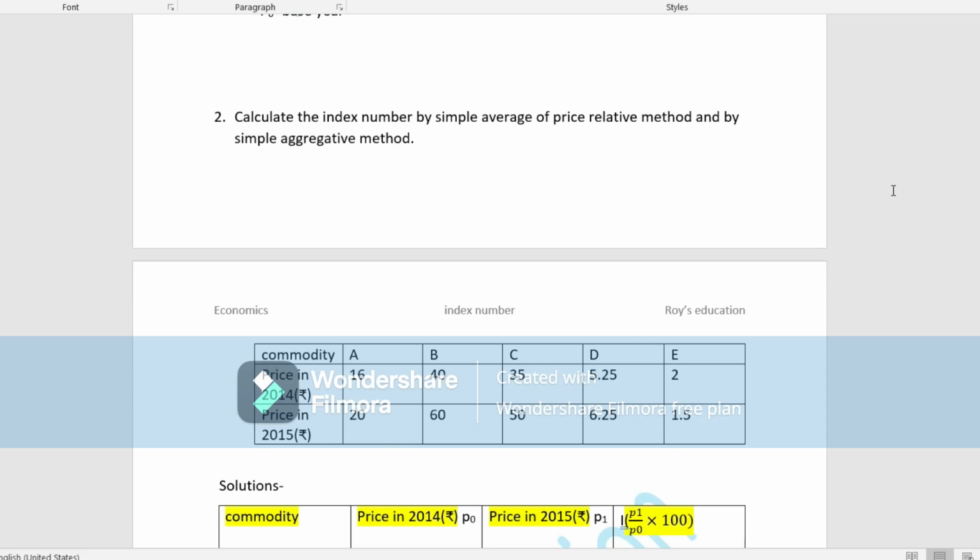We were doing the sums on the index numbers, so a few more numericals I would like to discuss with you all. So let's start the class. The second problem is: calculate the index number by simple average or price relative method and by simple aggregative method. Already we have done one sum, which I have uploaded in the previous video. So those who haven't gone through that video on index number, please go through it.